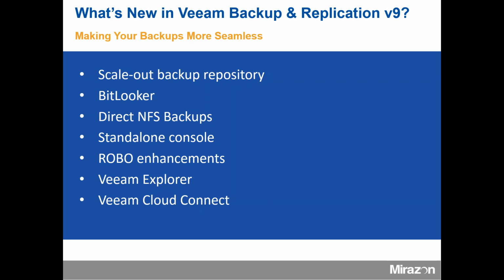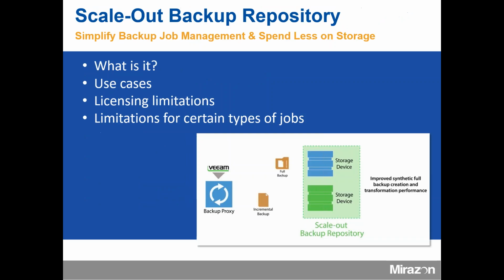Also the standalone console. A lot of customers were very excited about that. Also some ROBO enhancements. For those of you that aren't familiar with ROBO, it's remote office branch office. So how do we handle some of those smaller locations? And then also our Veeam Explorers and some of the enhancements around those. Also some new support within the Veeam Explorers and Cloud Connect. So first we'll cover scale-out repository.